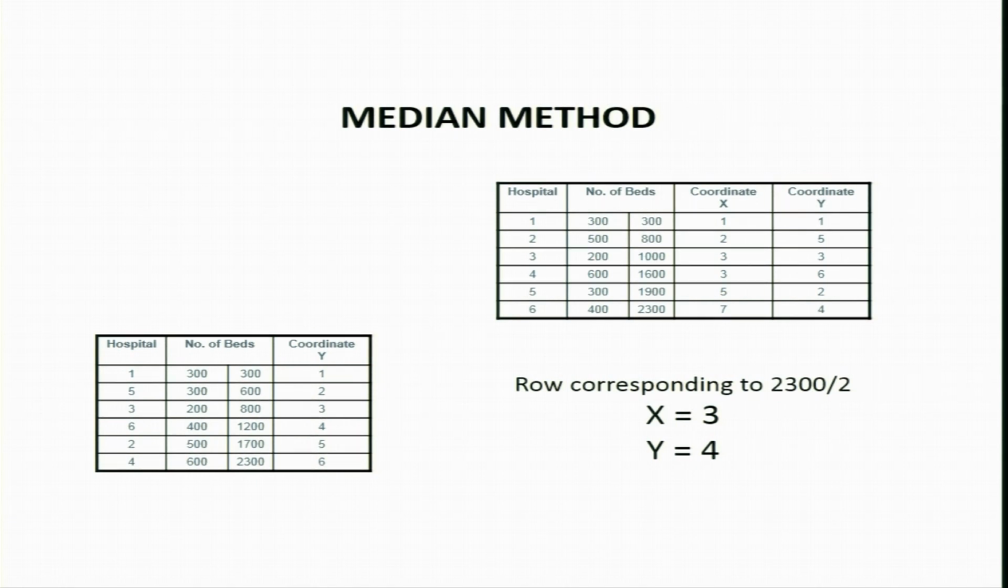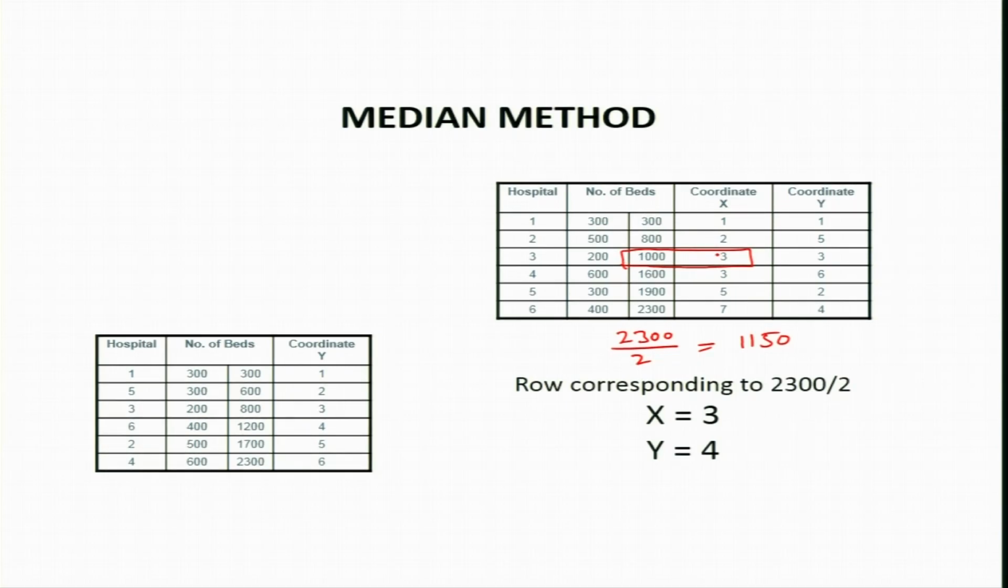Same question we are taking, same example which we did for the gravity method. Here we have the list of the hospitals, the number of beds available, and the coordinate x and coordinate y. So, in the median method, we will calculate the median value for the load, which is 1150, and we will see where we are getting the value closer to this. So, this is the value which is closer to this.